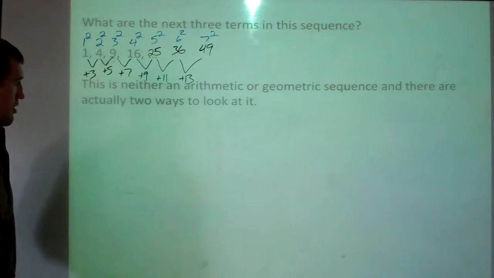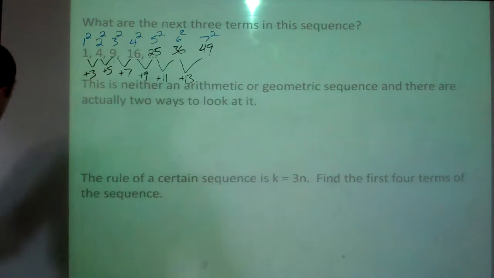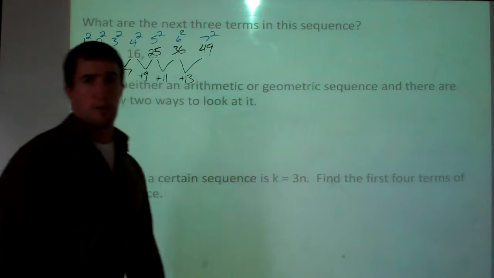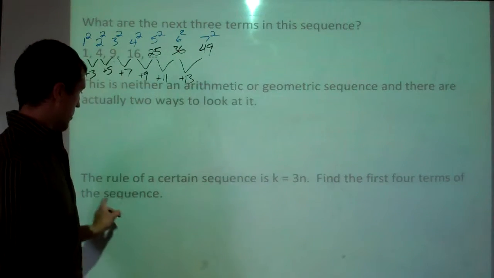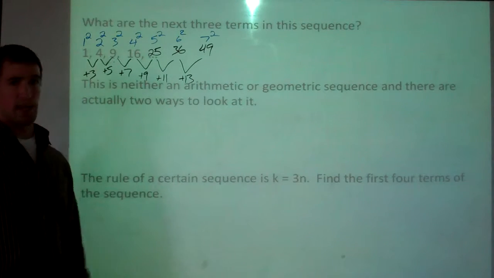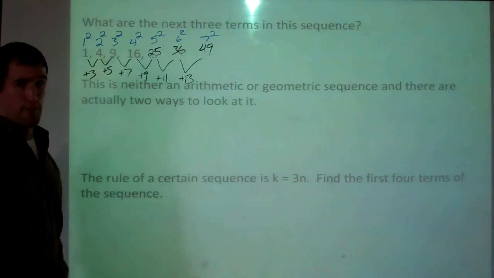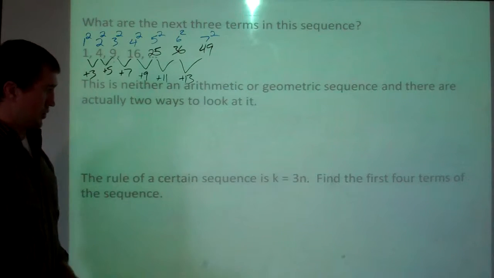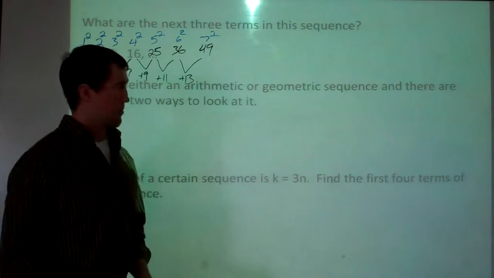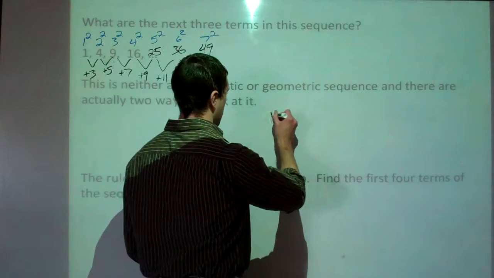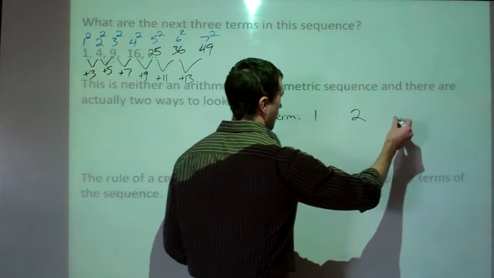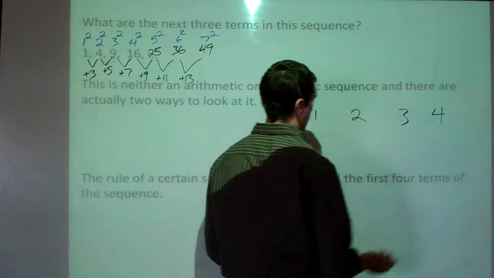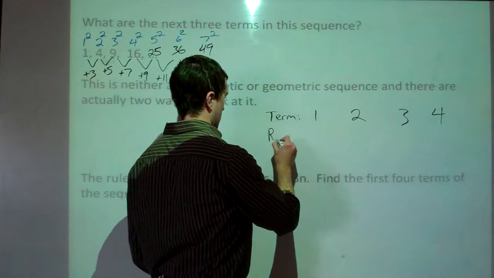Alright, our last one here. This one seemed to trip up a lot of students, but it's a very easy process. They say the rule of a certain sequence is k equals 3 times n. Find the first 4 terms in that sequence. Okay, the first 4 terms, that's what we're looking for. So term 1, 2, 3, 4. Here will be our result.